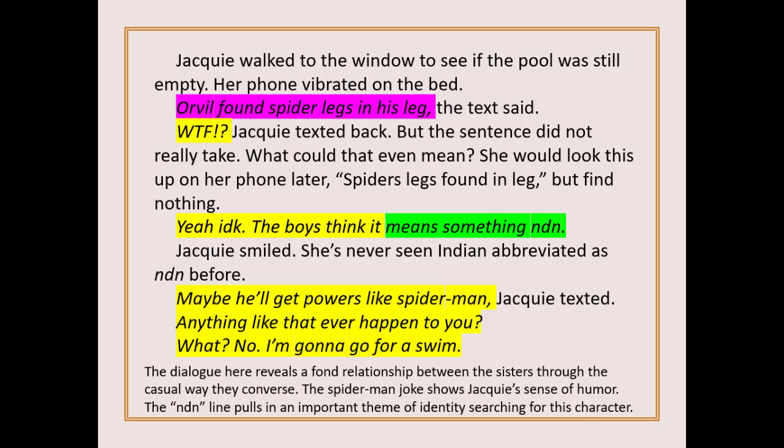In the WTF and in the casual way that the sisters converse here, we get to see their fond relationship with each other. And the Spider-Man joke shows Jackie's sense of humor. Now, the green here is where the theme shows up. We get that theme of identity searching, which for this character ends up being really important for her understanding her connection to her heritage and what that means for her.